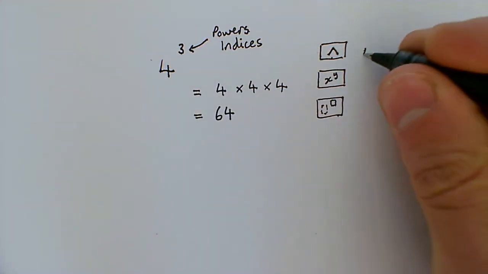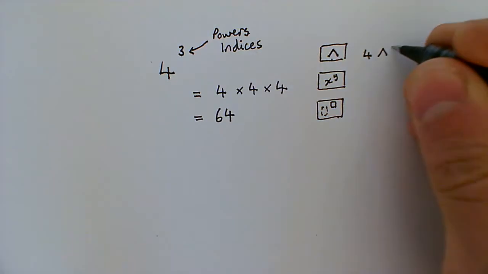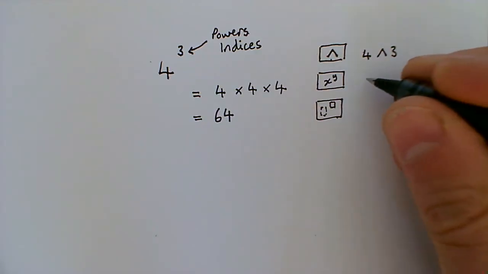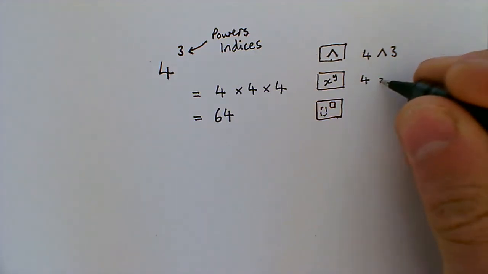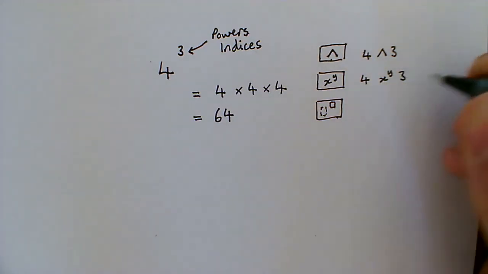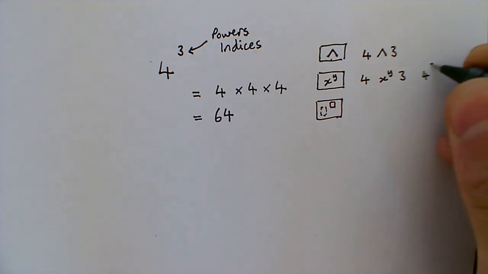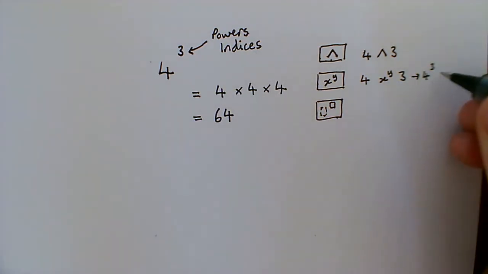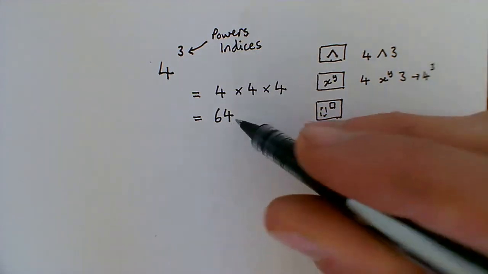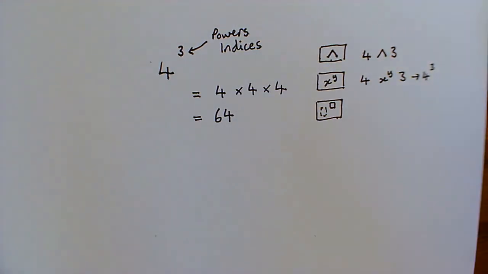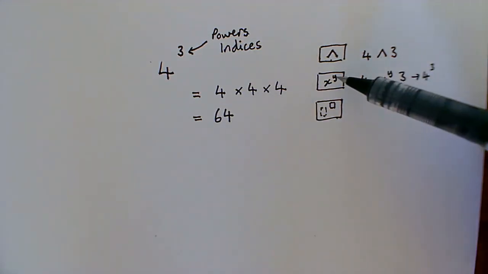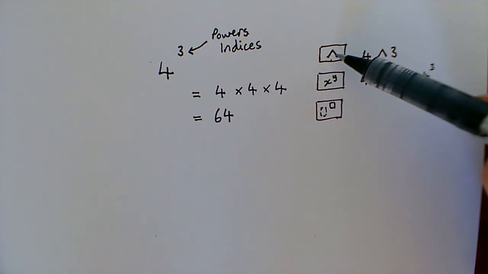So you would either press 4, hat symbol, 3, and it should give you 64, or you might press 4, the XY button, 3, and it might even, if you've got a fancy calculator, turn it into that. And then you press equals, and it should give you out 64. So check that. If you've got a calculator, now's a good time to get it out. Use your phone calculator and check what happens. Most phone calculators use this now, but a few do still use that.